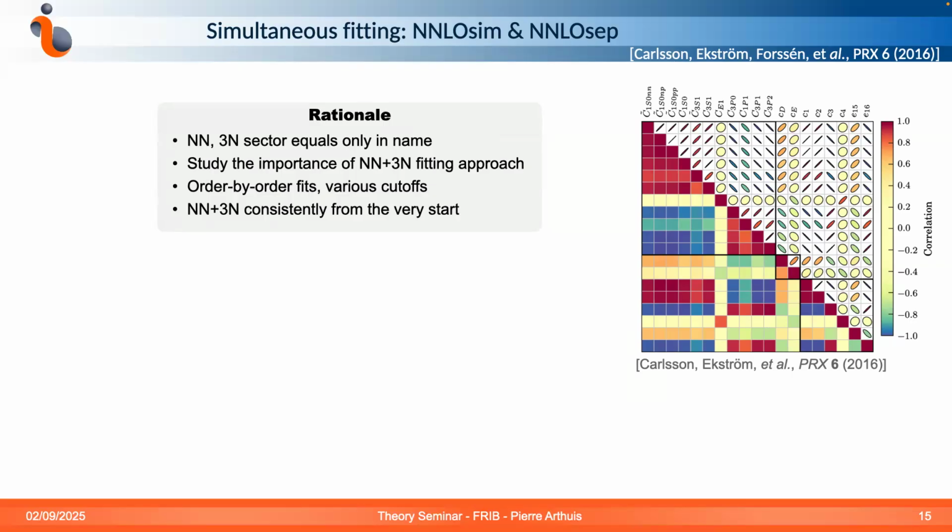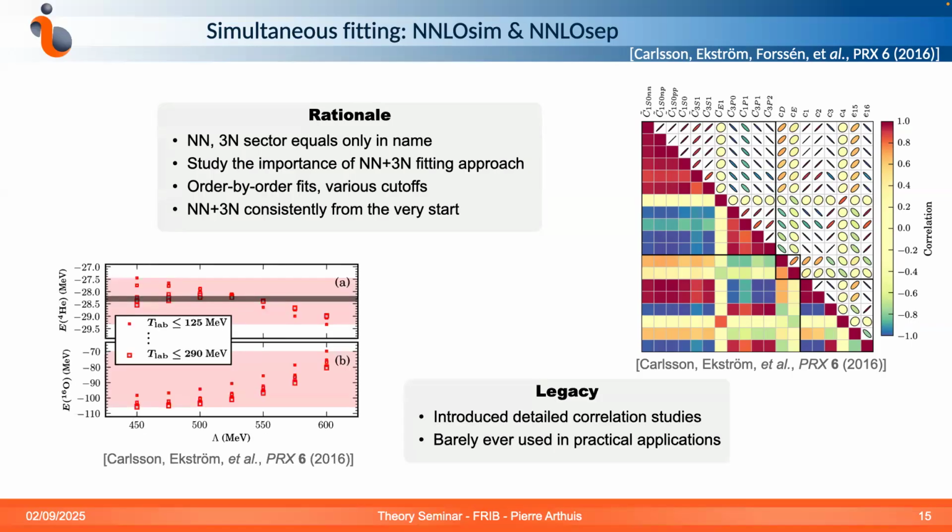Here, the authors thought, okay, two-body and three-body sectors are equal only in name, usually in the fit of the interactions, because people will first fit the two-body sector and then adjust the three-body sector. So they wanted to compare strategies by fitting separately, that is two-body sector first and three-body sector after, or fitting the two- and three-body sectors simultaneously. And especially the interesting thing that they did was looking at the correlation between the different LECs, low energy constants. So basically the parameters of our interaction, and how they are correlated. So this paper is still, I think to this day, a very interesting paper academically.